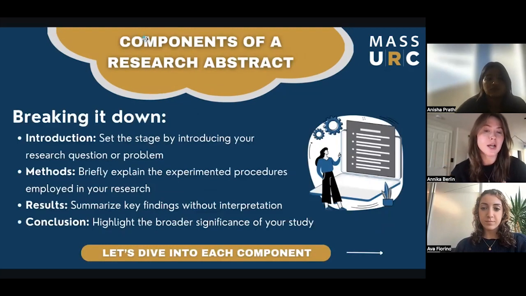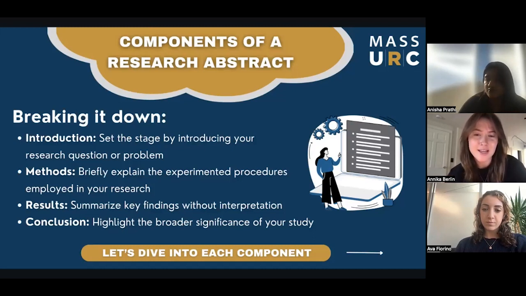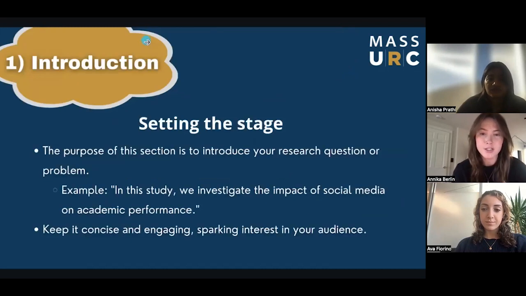So what does a research abstract consist of? Let's break it down. First, we have your introduction. This is where you set the stage by introducing your research question or the problem. Then we have your methods. This is where you briefly explain the experimental procedures that are employed in your research. Then we have your results. This is where you summarize your key findings without interpretation yet. And then the conclusion is where you can get into interpretation. This is where you can highlight the broader significance of your study. And Ava is now going to begin by diving into each of these components in greater detail.